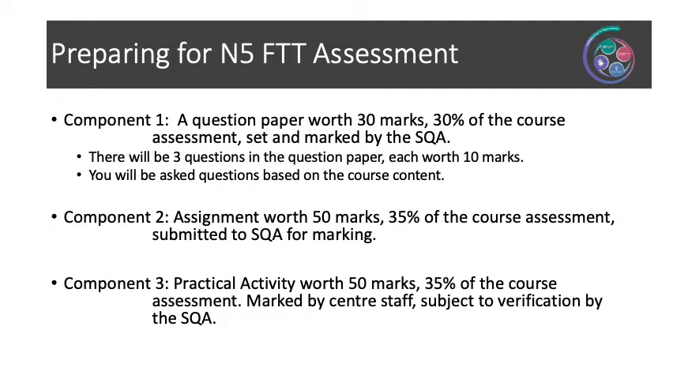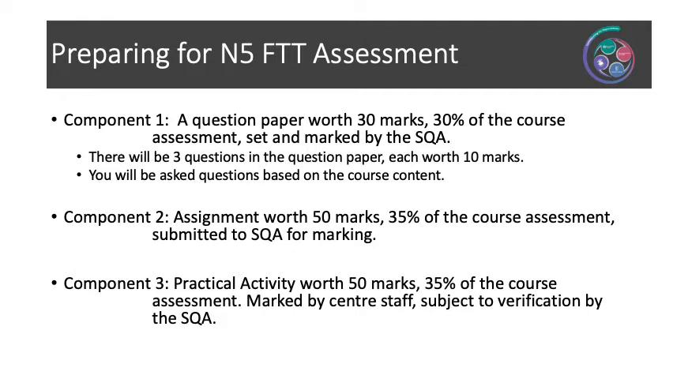Under normal circumstances, when you're preparing for a Nat 5 Fashion and Textile Technology assessment, you will be assessed on three different components. The first component is a question paper which is worth 30 marks overall. This is 30% of the coursework assessment. The paper is set and marked by the SQA. There are 3 questions in the question paper, and each question will be worth 10 marks. You will be asked questions which are based on the course content.